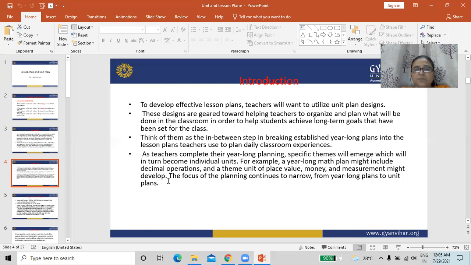For example, a year long math plan might include decimal operation and then units of place value, money and measurement might develop. The focus of the planning continues to narrow from the year-long plans to unit plans.